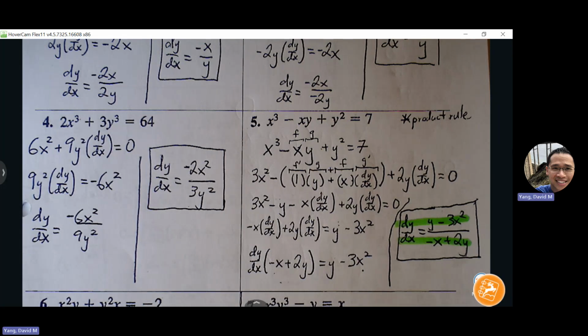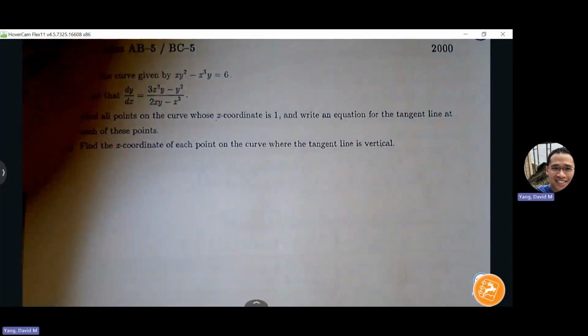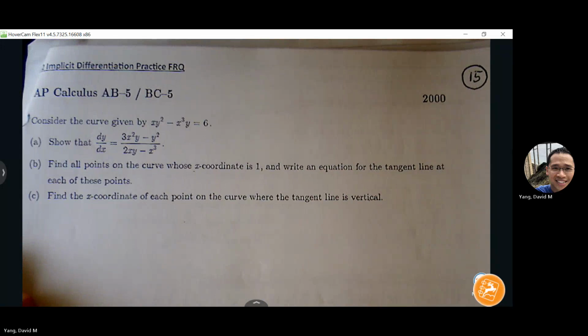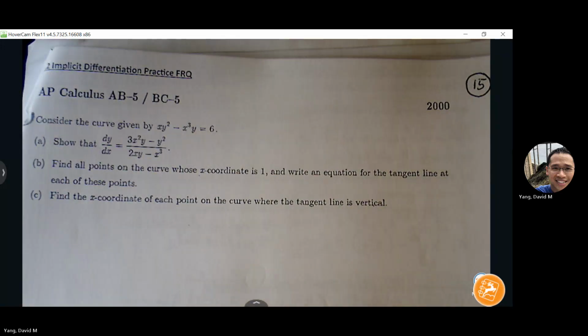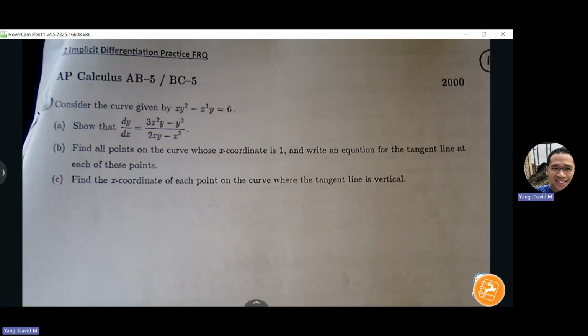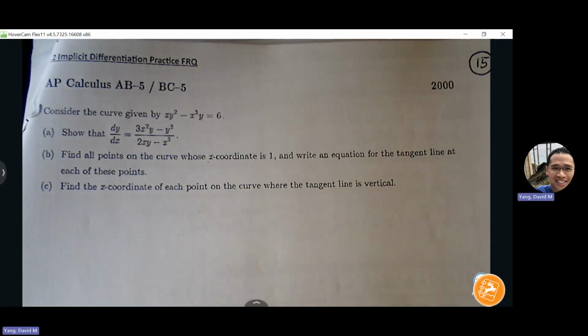Okay, so I want to show you an old free response question that did show up on the AP exams. It's a long time ago, but I think it's a good one for us to practice on. So on page 15. We're just focused mainly on A and B, but then I'll talk about part C and then we will dig a little deeper there.